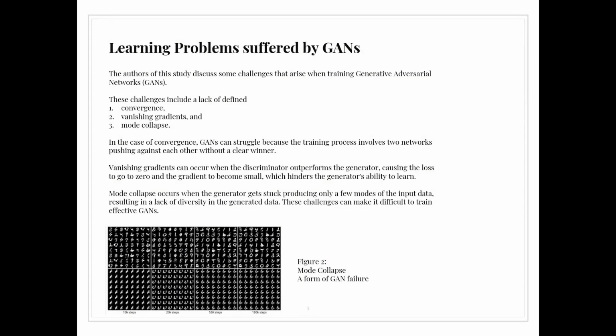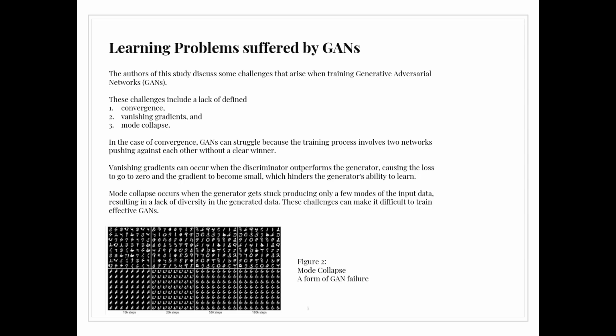The paper also briefly mentions the most widely documented learning problems suffered by GANs, which happen to be convergence, vanishing gradients, and mode collapse. Convergence problems occur when the generator becomes too powerful and learns to fool the discriminator with a faulty output. In that case the discriminator randomly guesses the output, thus achieving an accuracy of 50% and not helping the generator to learn. GANs can struggle because the training process involves 2 networks pushing against each other without a clear winner.